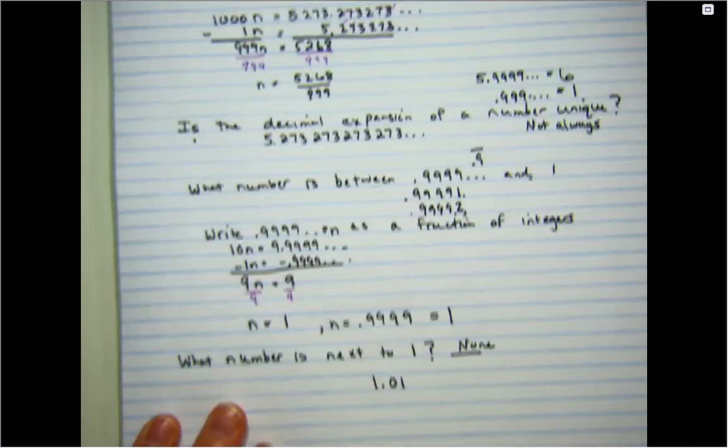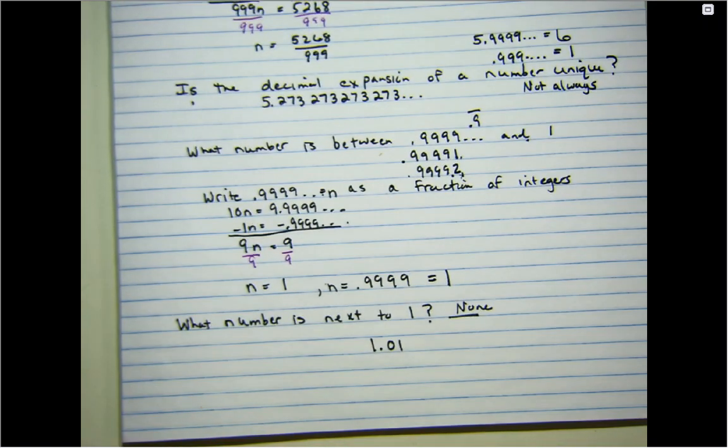Why isn't 1.01 next to 1? Why isn't 1.01, for example, next to 1? Can anybody tell me a number closer to 1 than that? Does anybody know a number closer to 1?